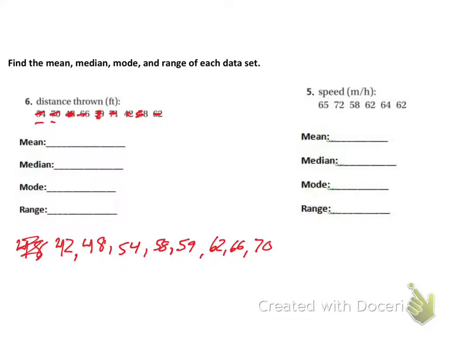So I have 1, 2, 3, 4, 5, 6, 7, 8, 9 numbers. 1, 2, 3, 4, 5, 6, 7, 8. So I'm missing one here. I did something wrong. I'm missing a number here. So I got 54 right there.